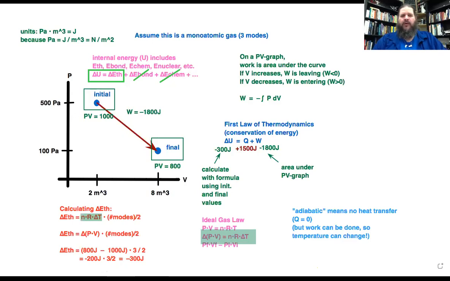The situation where no work would be done, what would have to be true about the graph like this in order for there to be no work done?